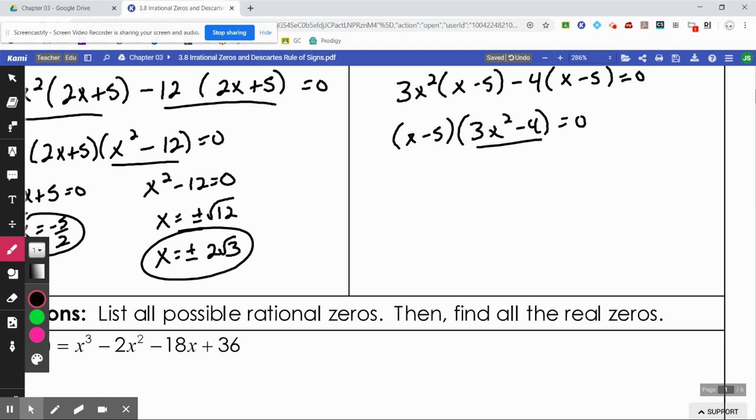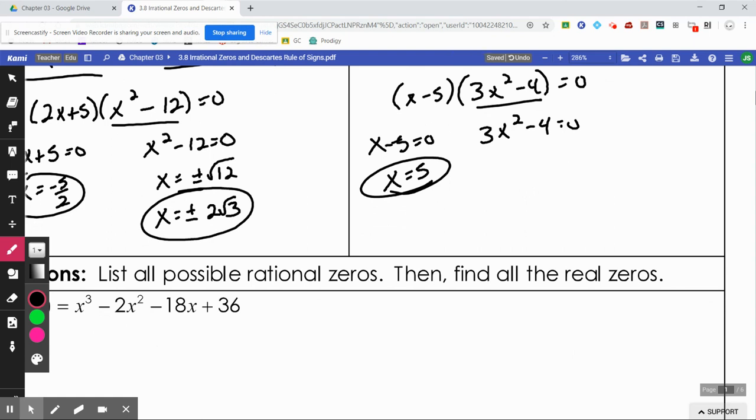Okay. Set each of these. This is not factorable. If the 3 was not there, sure, it'd be a difference of squares, but it is there. So set each of these again equal to 0. X minus 5 equals 0, or 3x squared minus 4 equals 0. Here, x is equal to 5. You have a rational root. Here, move the 4 over, divide by 3, and take the square root, plus and minus the square root of 4/3.